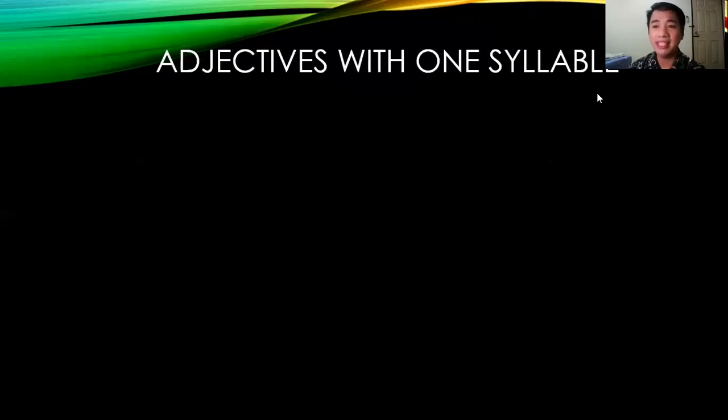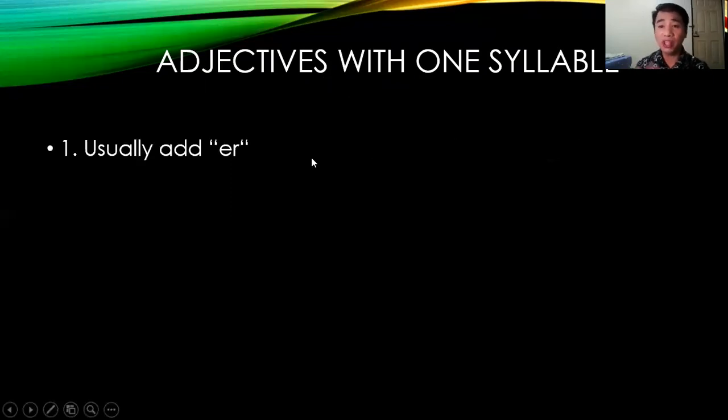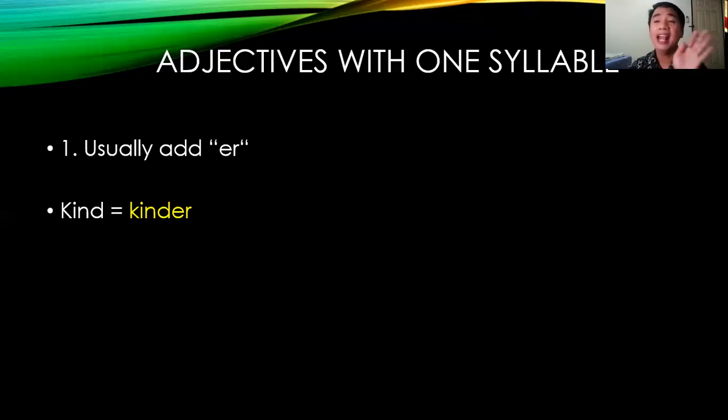For example, adjectives with one syllable. Usually when you compare adjectives with one syllable, you are going to add er. An example of a word is kind. So you are going to add er at the end, and it will become kinder. Kind, kinder.